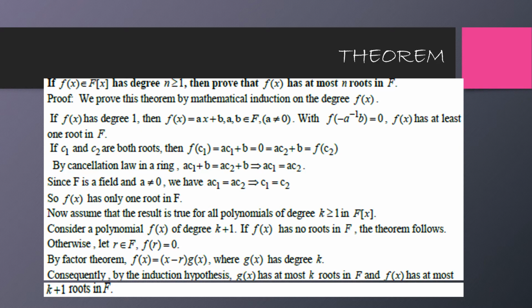By the factor theorem, which is just dividing a polynomial by another polynomial, this is the divisor. Now we divide one polynomial by the other to get the quotient g(x), which is of degree k. Consequently, by the induction process, g(x) has at most k roots in F, and f(x) has at most k plus 1 roots in capital F.